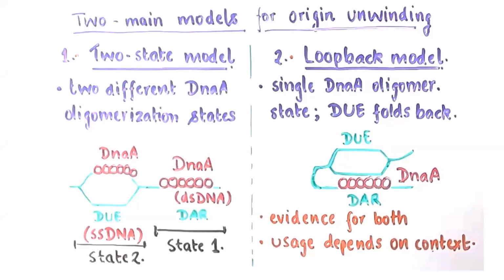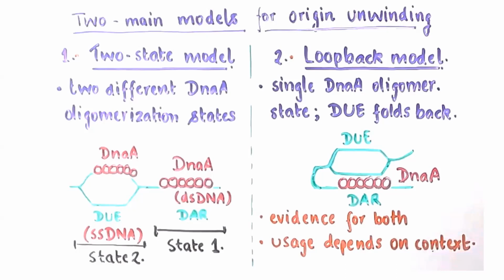In the final step of the origin unwinding, there is a DNA A oligomer present at the DAR region, which is associated with the double-stranded DNA. And this is the first state. And then there is another DNA A oligomerization that occurs at the DUE region, which occurs in the context of single-stranded DNA. And this is the second step.